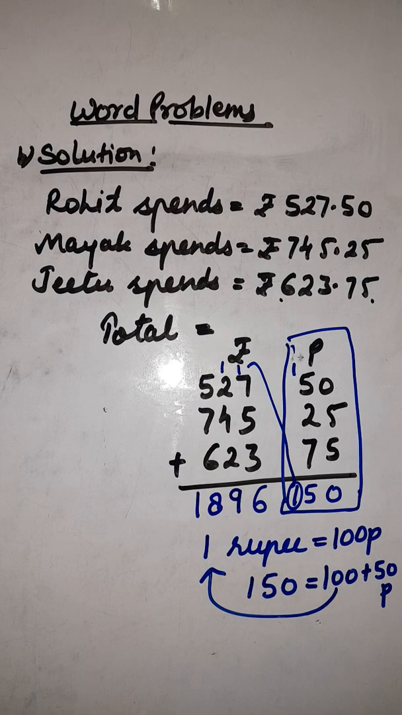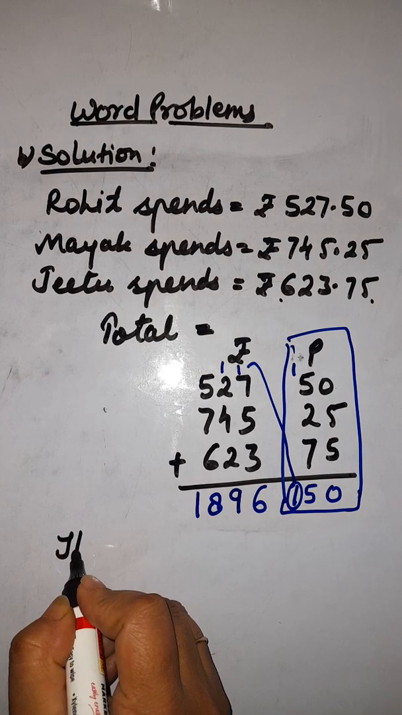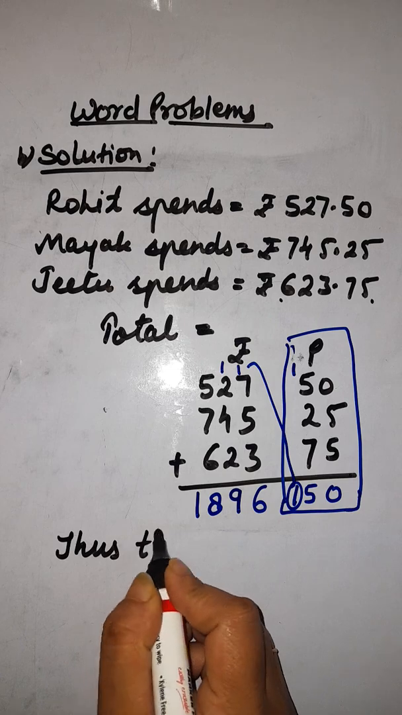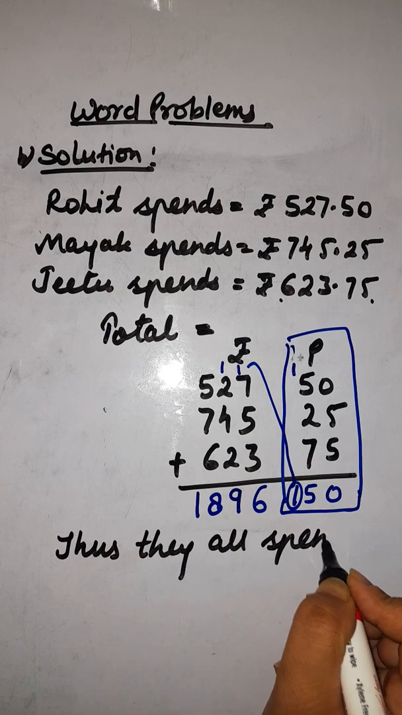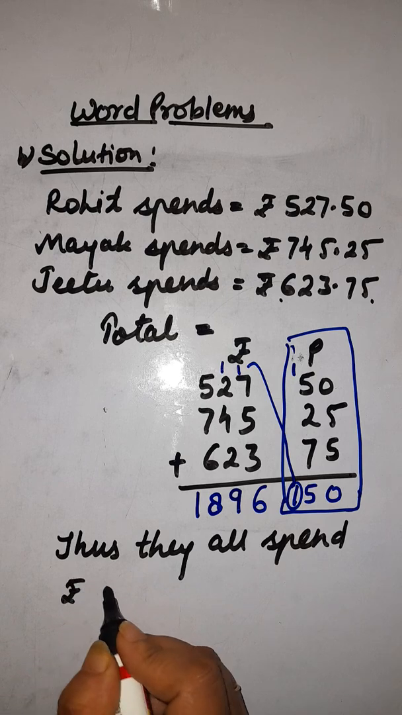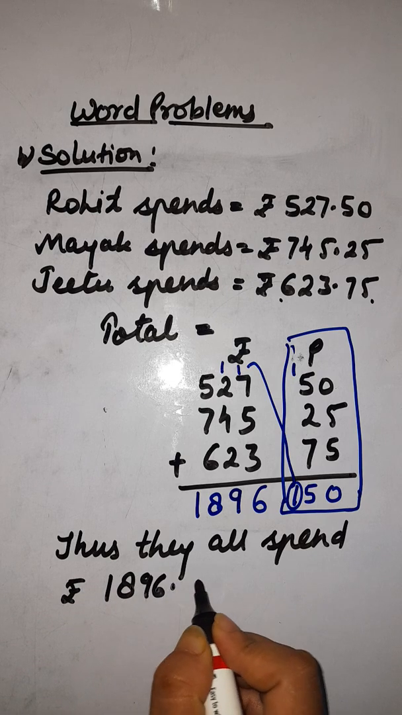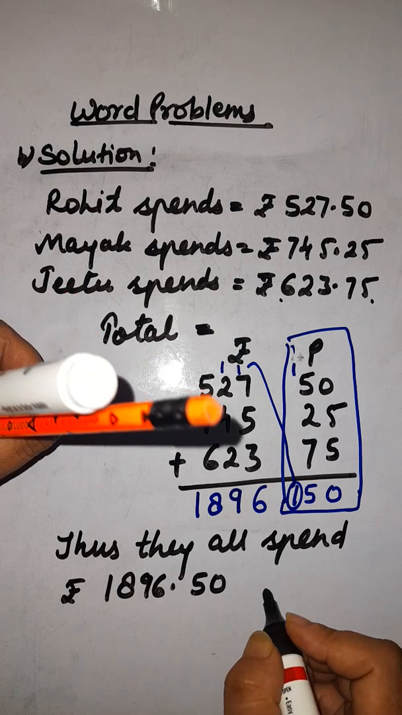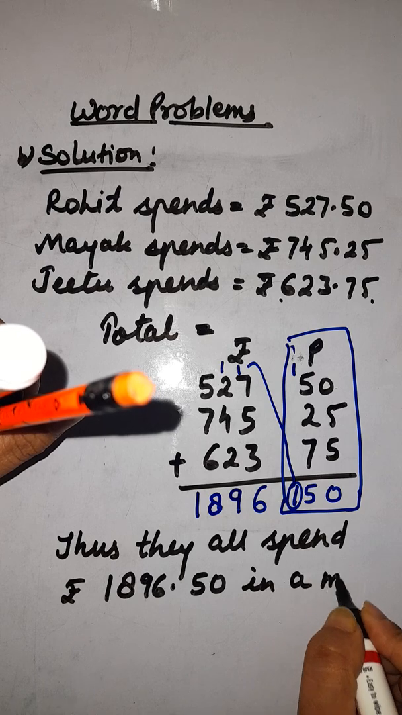So we'll write the last statement. Thus they all spent rupees 1896 and 50 paise in a month.